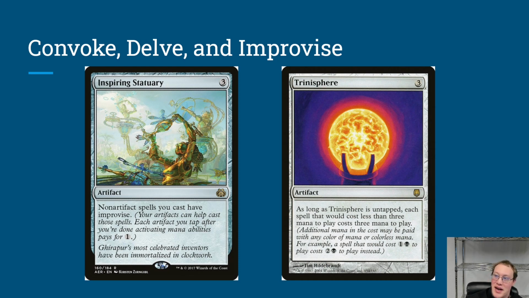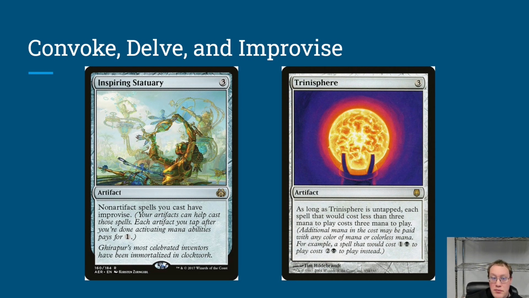It's going to cost 3 mana. And it's a non-artifact spell, so it has Improvise. And so what we want to do is tap the Trinisphere and the Inspiring Statuary, and that's going to pay for our spell. So what do you think? Can we do that? And then, of course, we would have to pay one additional normal mana in order to do that. So a couple of really interesting things to point out here.